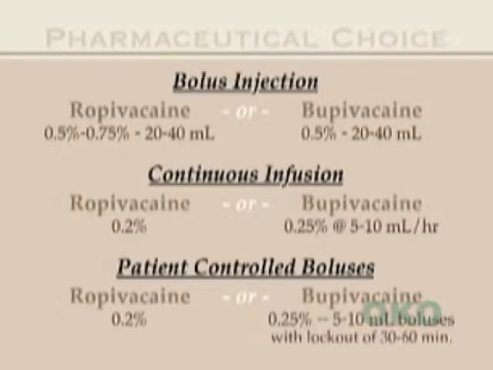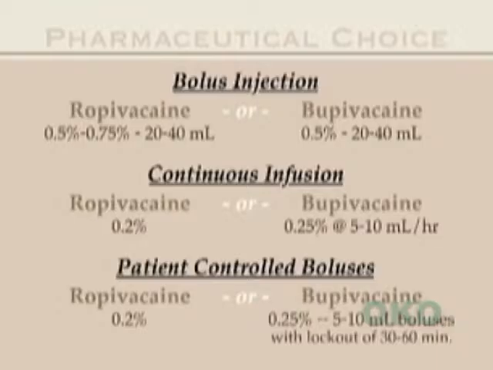Almost all local anesthetics and combinations of local anesthetic agents have been used for this block, but the preference of this author is to use 15 to 40 milliliters of ropivacaine, 0.5 to 0.75%, as an initial bolus for intraoperative analgesia, and to follow this up with a 2 to 10 milliliters per hour continuous infusion of ropivacaine, 0.1 to 0.2%. Patient-controlled boluses of 5 to 10 milliliters every hour are usually sufficient to control breakthrough pain.